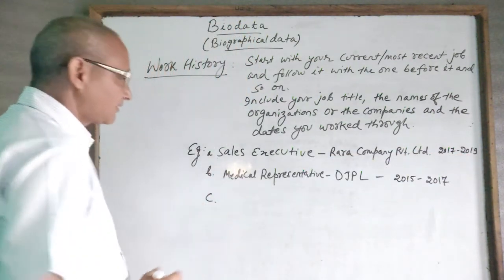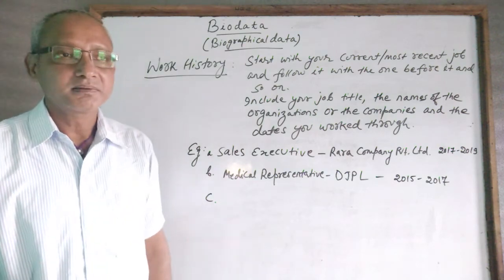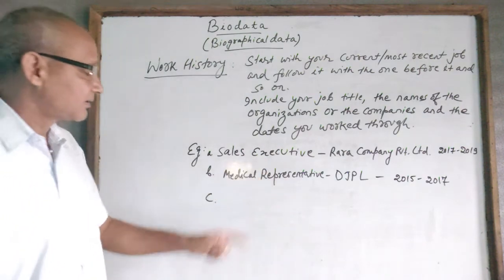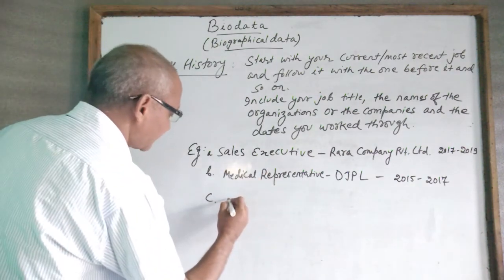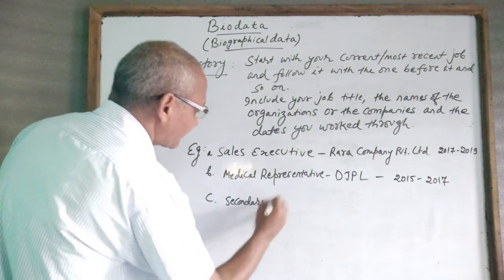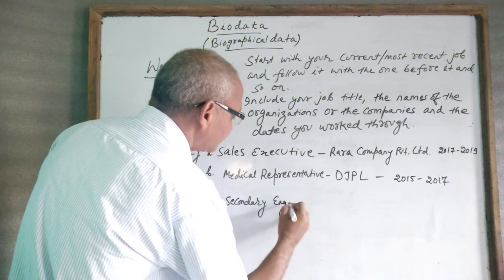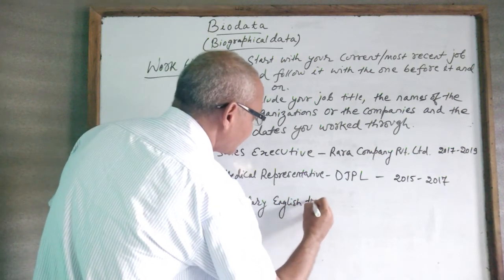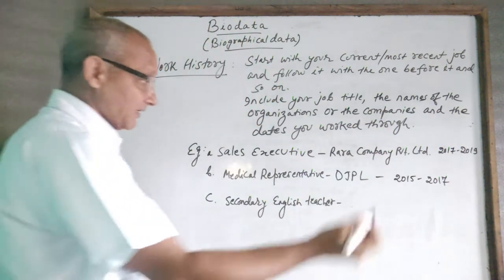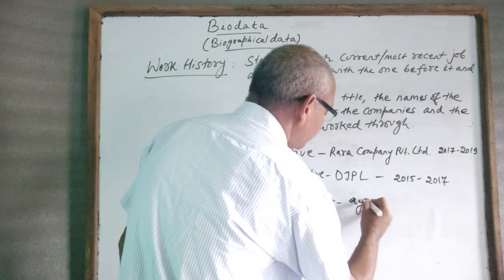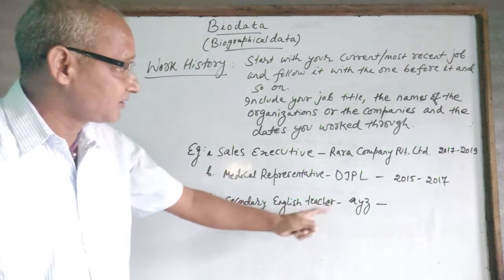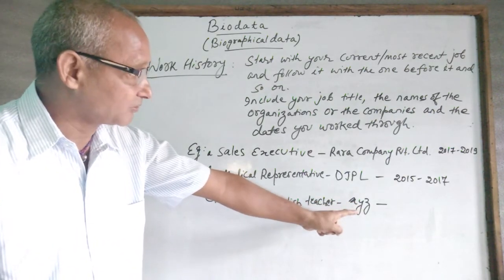Number C. Now because I have many experiences of working in many different fields, I can write. So let me say I worked as a teacher. Okay, I worked as a secondary English teacher. Secondary English teacher in a school. Okay, the name of the school XYZ. So secondary English teacher, I worked in a school XYZ, the name of the school is.